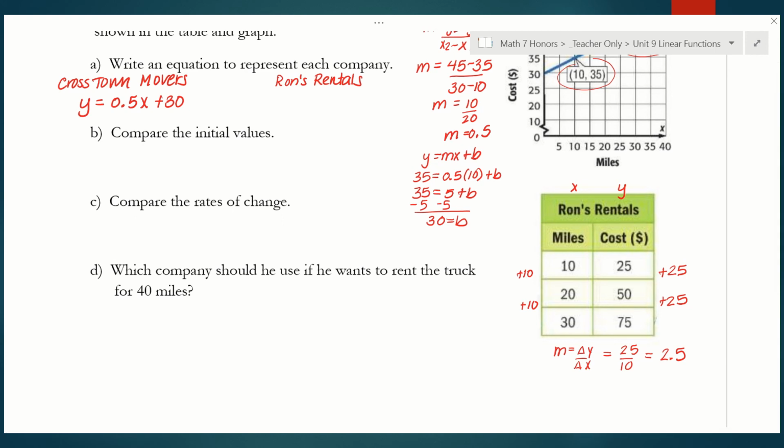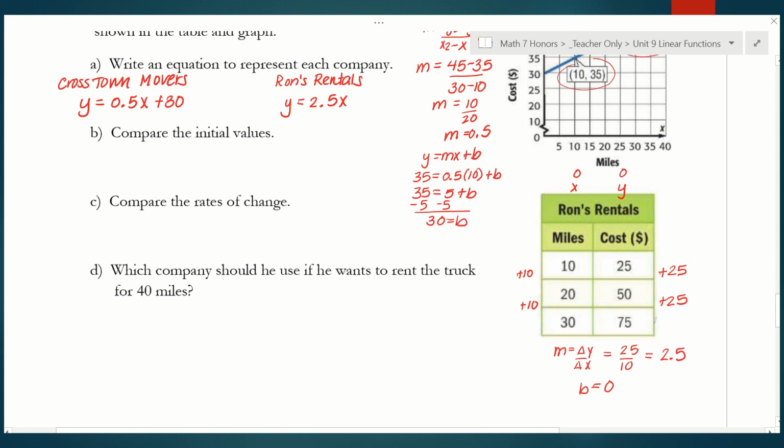Okay, so I know my slope is 2.5. Now I need to get my y-intercept, and this is a case where I would say let's work backwards. If I'm trying to get to 0 on my x column here, all I need to do is go back one place, because if it was going up by 10, if I go back by 10, I automatically get to 0. And in my y column, if I was going up by 25, I go back by 25, and I get to 0. So my y-intercept for this table is 0. So the equation for Ron's Rentals would be y equals 2.5x, and you can put the plus 0, but you don't need it.